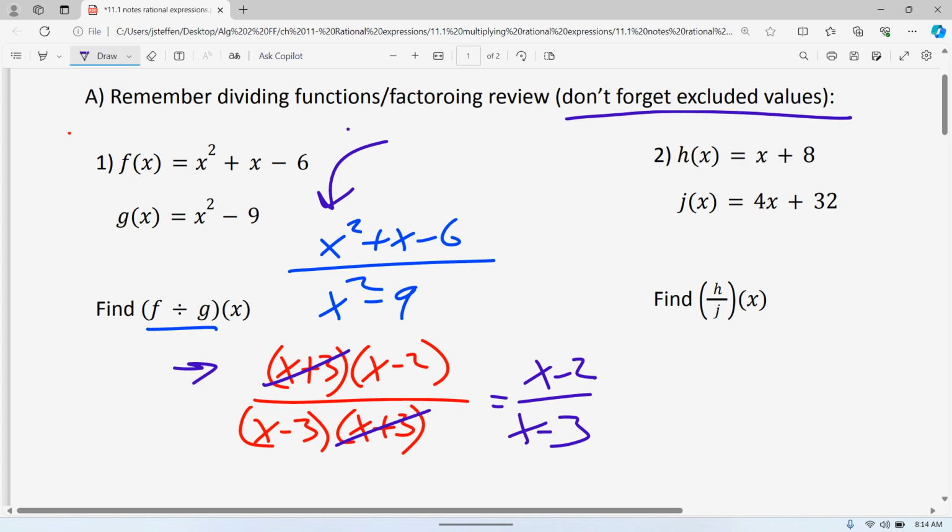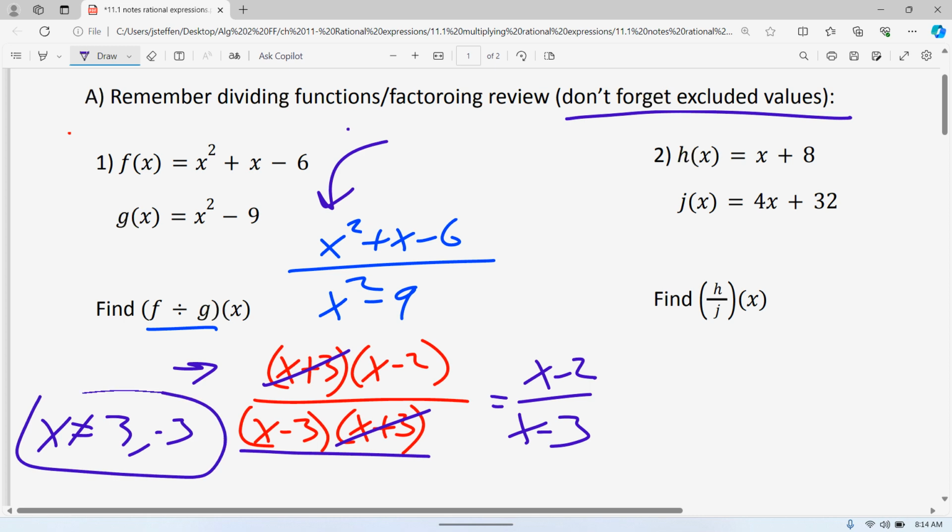Excluded values, you remember your denominator cannot be 0, so go into your denominator after you factored, before you canceled. Cannot make those zeros. So the first one would be +3, the last one would be -3. Try not to forget those.